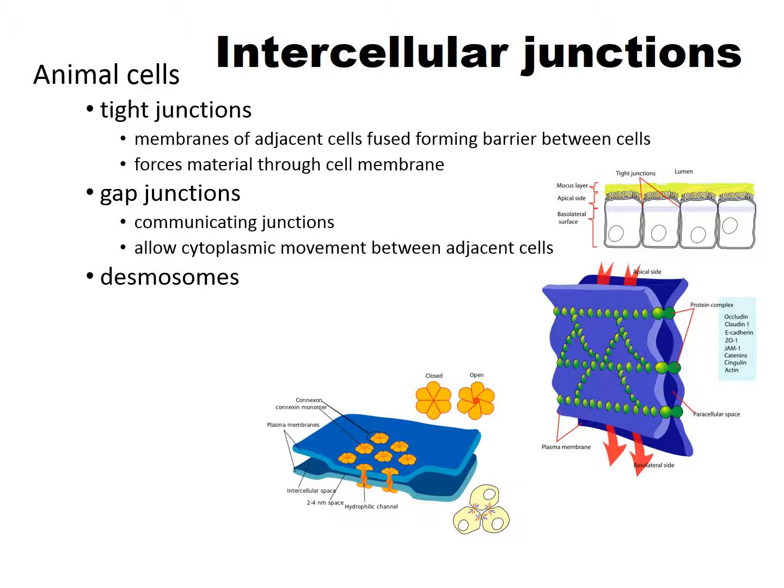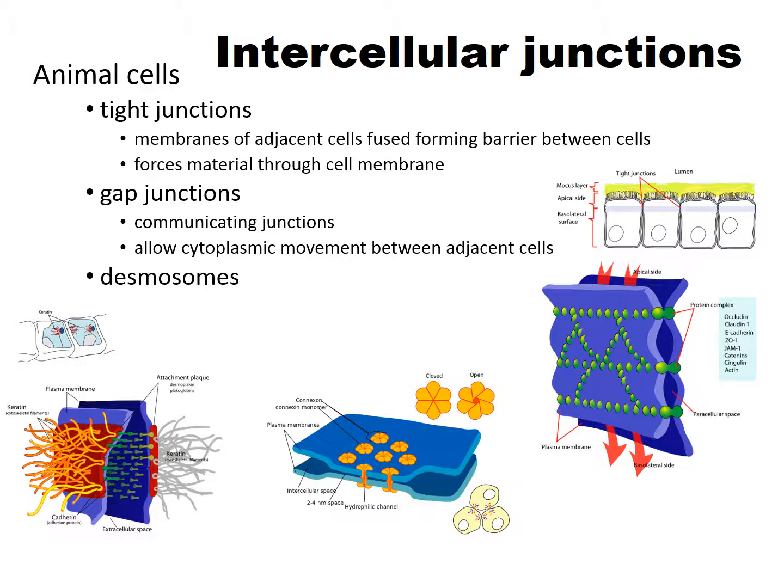Desmosomes, on the other hand, are points of attachment for cells to stick to one another. They're made out of keratin, and they're what allow these groups of cells to fit together into big, wide, strong sheets.